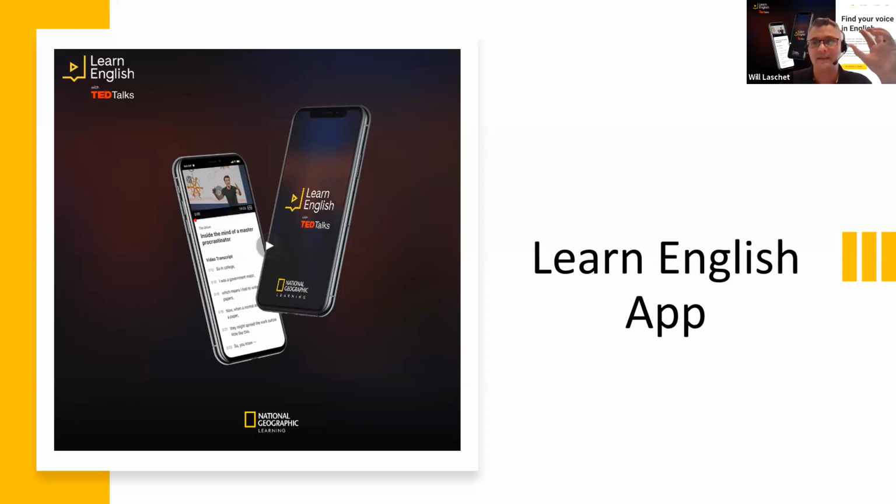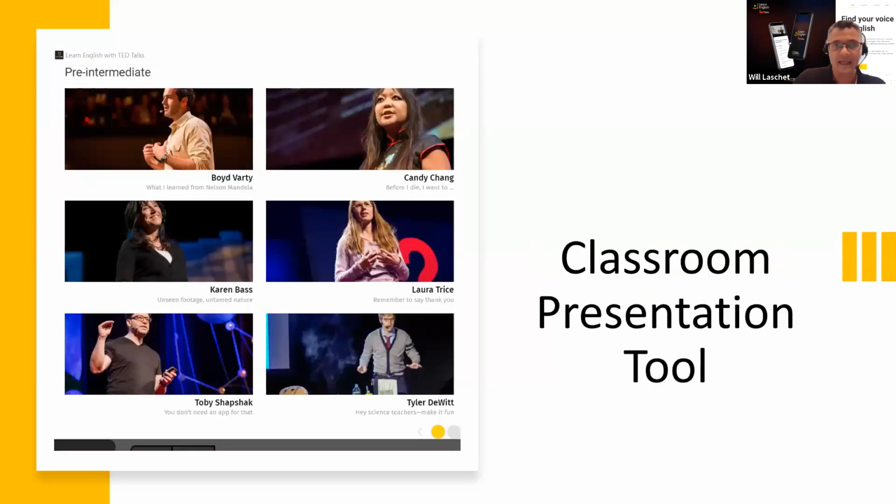Mainly this is an app which can be used by students. Secondly, it is a classroom presentation tool. This is a piece of software which I'm going to use today to show you how to use the lessons. There is different content on the classroom presentation tool to the app, so it can be used by students at home and also in the classroom. So it really follows a flipped classroom methodology.